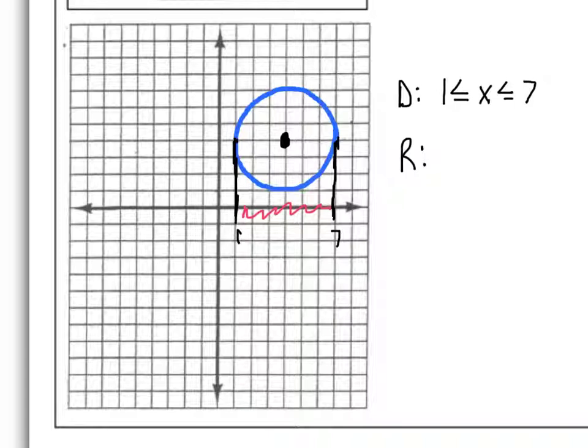Okay, let's take a look at the range then. So the minimum value for our range is 1. The maximum value for our range is 7. And then y can be anything in between that. So, what's our range? 1 is less than or equal to y. Make sure you write y this time, it's not x. I'm taking points off if you say my range is in x's. Less than or equal to 7. Okay? Questions?